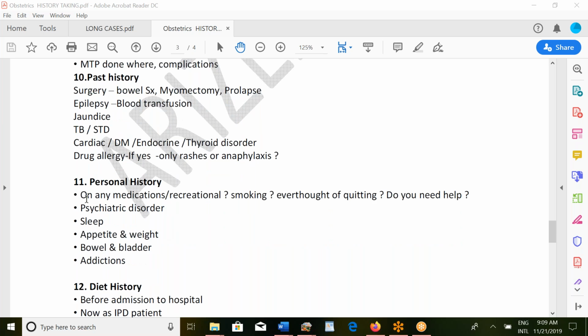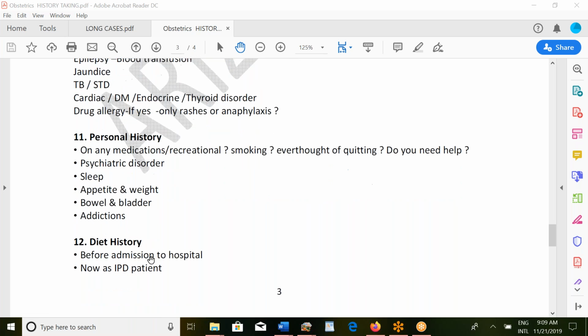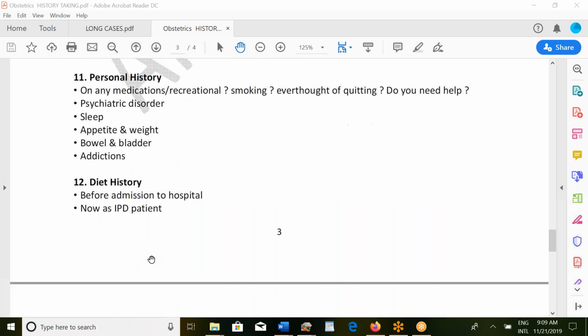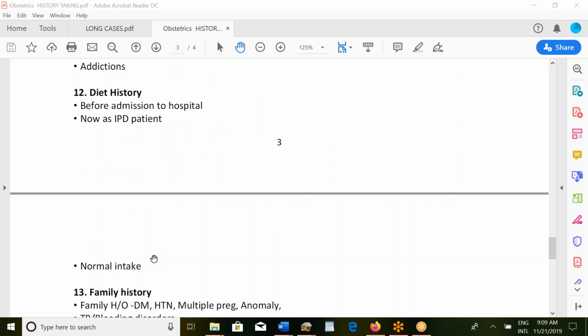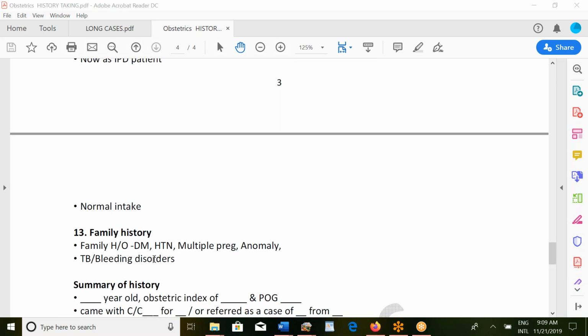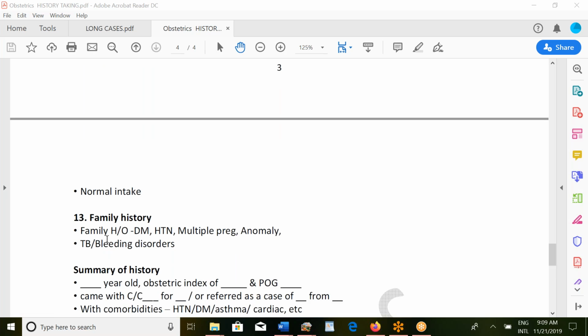Then go to her personal history: any medicines, taking any drugs, smoking, ever thought of quitting, does she need help, any history of psychological disorder, sleep, appetite, weight, bowel and bladder, addictions, diet history before admission to the hospital, and now that she's an inpatient, how she's doing. Then family history: history of DM, hypertension, multiple pregnancy, anomaly, TB, bleeding disorders.